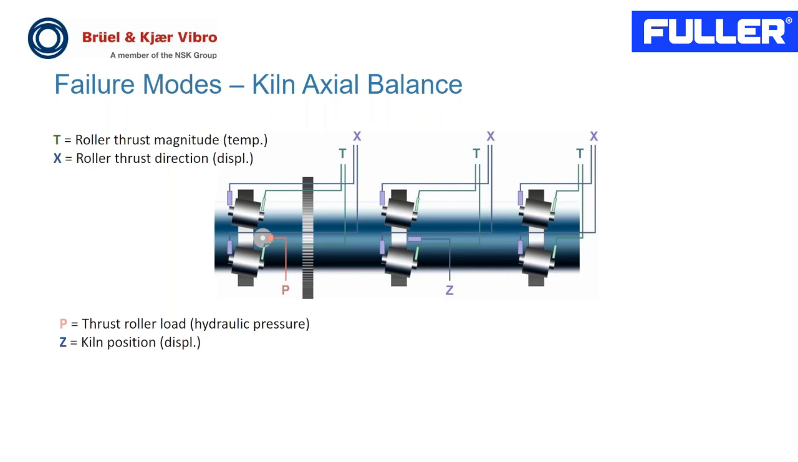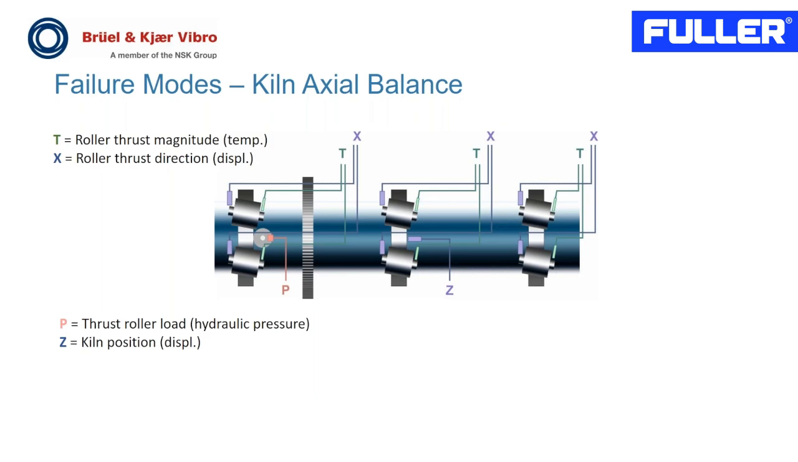So basically, what we perform in our monitoring solution is a specific solution where we identify the thrust from each of the supporting rollers. This is done by thrust-bearing temperature measurements. Also, in order to detect the direction of the thrust, we use displacement sensors for each of the supporting rollers. Additionally, we monitor the load on the thrust roller as well as the position of the kiln.